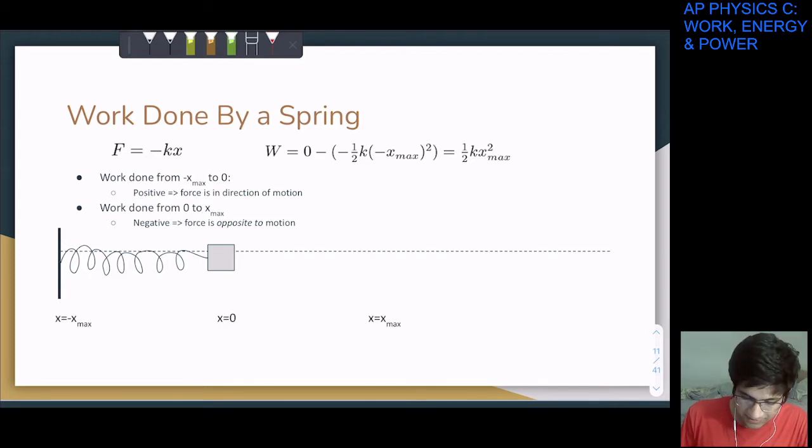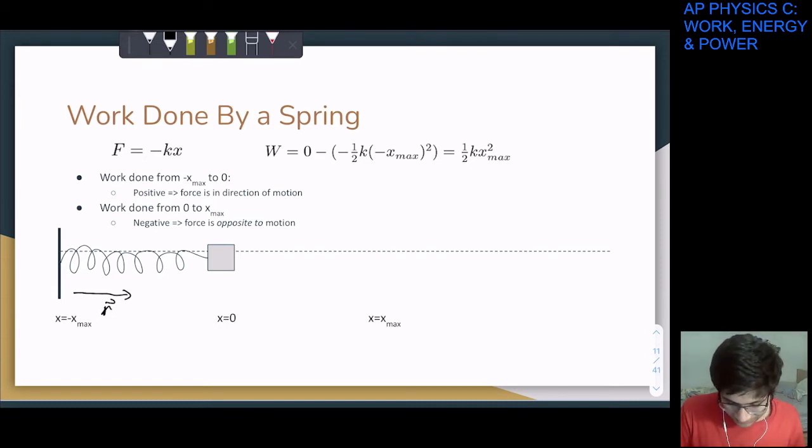Does this make sense? Let's think about it. What is the direction of motion of the box? Well, when it's over here, you can imagine the spring is very compressed, and then the box is going to be traveling this way, right? So this is R, of course. Just imagine the spring is compressed, and as we go here, it uncompresses and goes back to equilibrium.